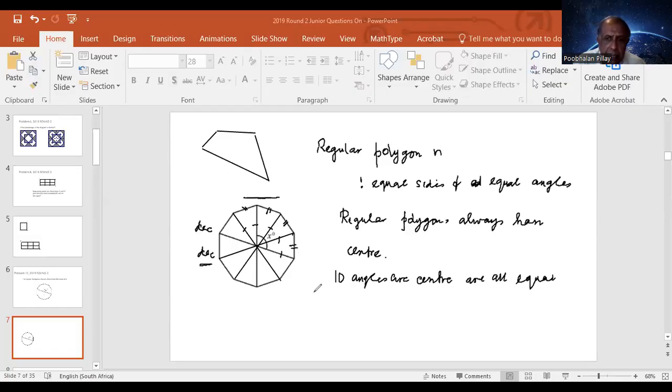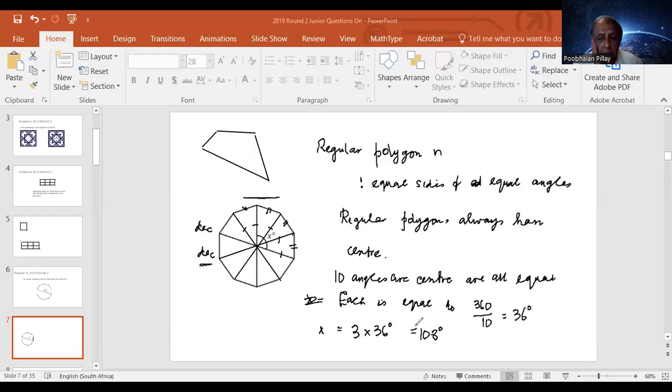So what we've got here is, what is each angle equal to? Well, the 10 angles add up to 360, and all of them are equal. So each one will be 36 degrees. And the x here, which we had originally, you can see it covers 3 angles. So x is equal to 3 times 36. You calculate that, you get 108 degrees.